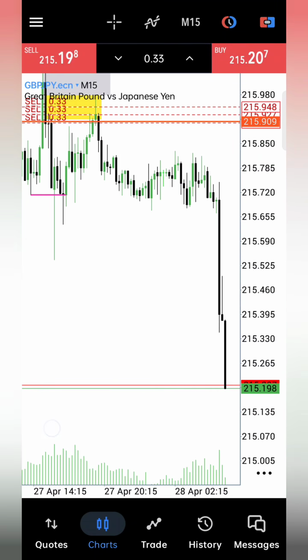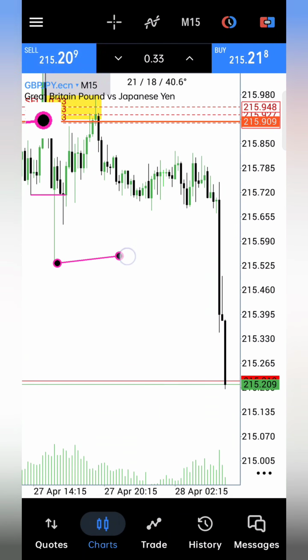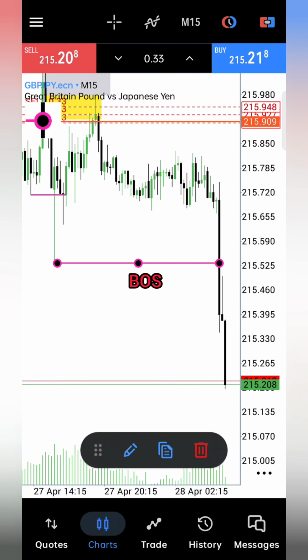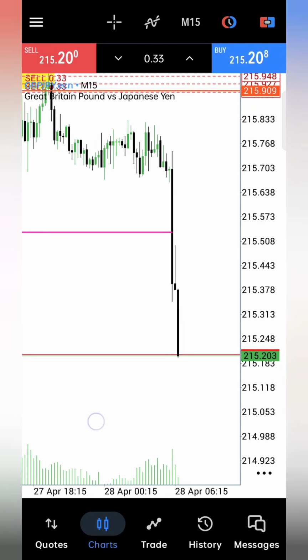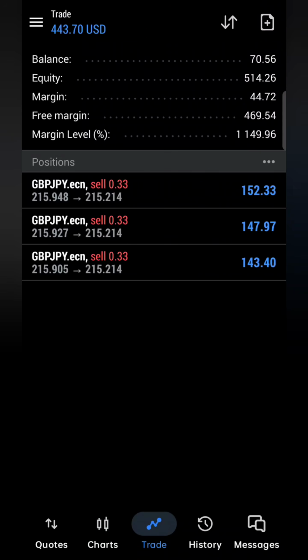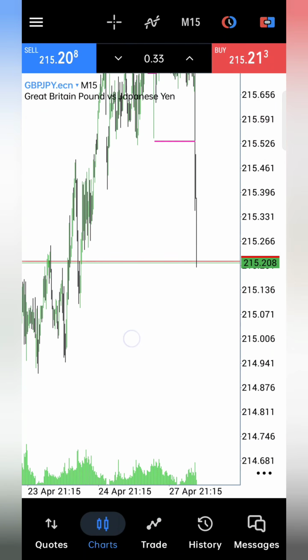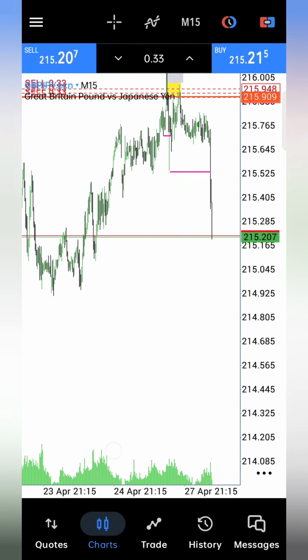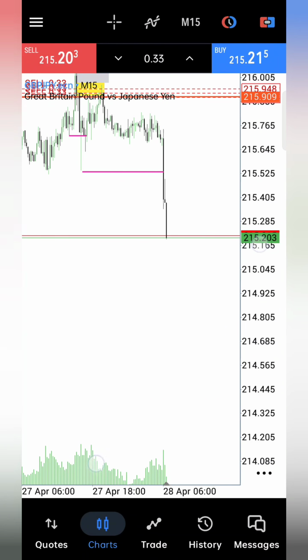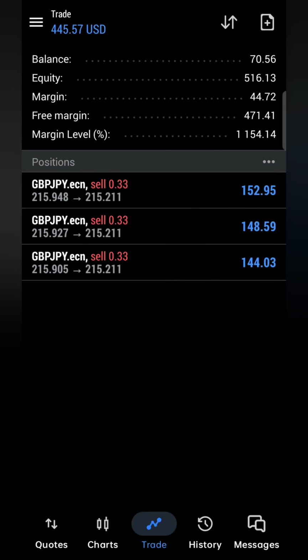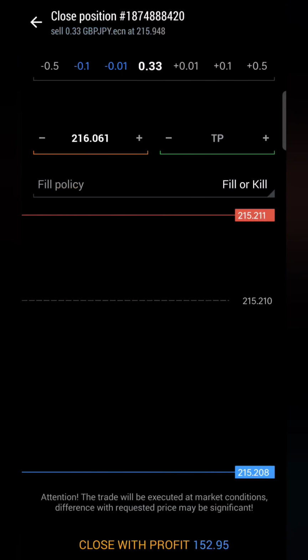Here we can clearly see that as price moved downward, it broke the previous lower low, forming a break of structure. First, we had a change of character, and then the market confirmed the shift by creating a break of structure. Since the market moved down very quickly and came close to my profit target zone, I'm going to close all my positions and secure my profits.